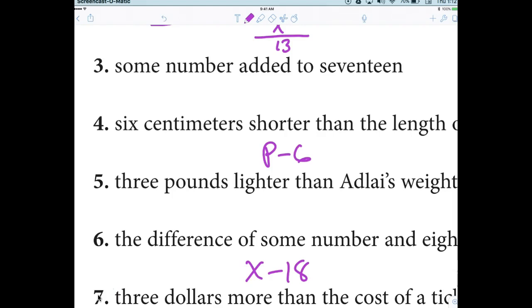Some number 13. No, we're on 3. Shh, stop interrupting.